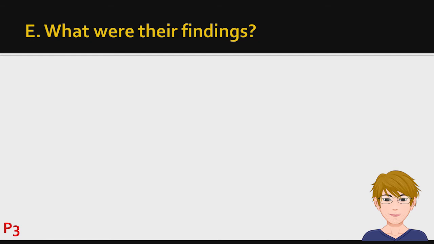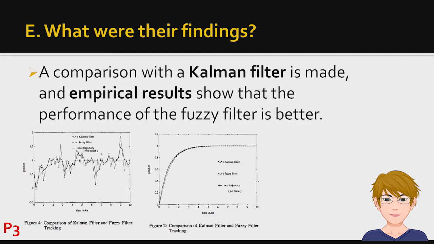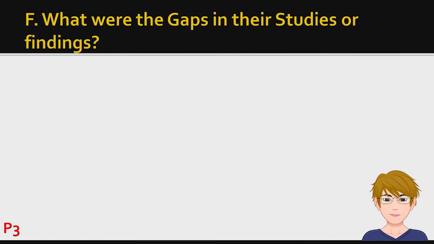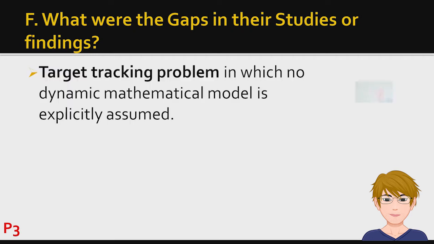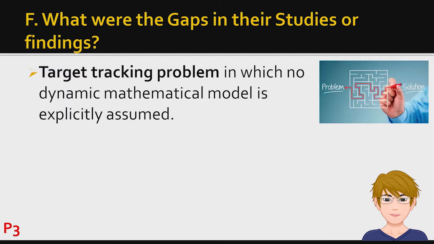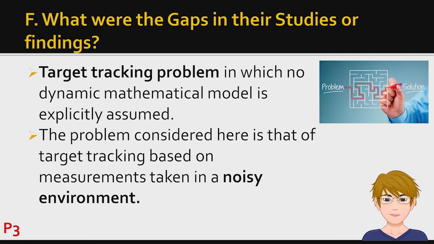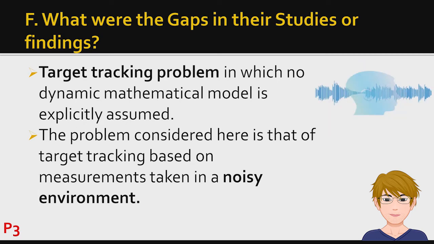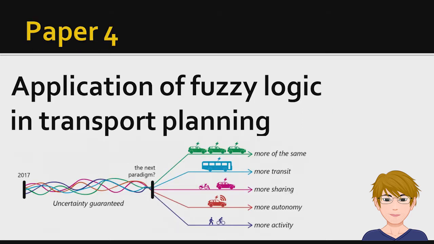Letter E, what were their findings? A comparison with the Kalman filter is made and empirical results show that the performance of the fuzzy filter is better. What were the gaps in their studies or findings? First is the target tracking problem in which no dynamic mathematical model is explicitly assumed. Next, the problem considered here is that of target tracking based on measurements taken in a noisy environment.